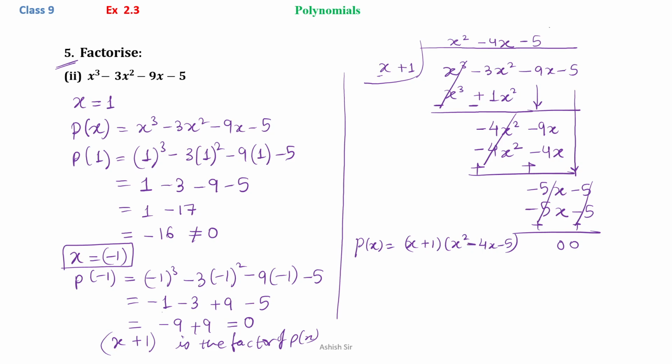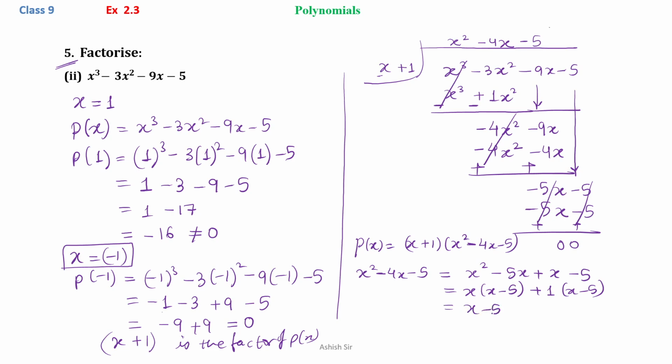Now we need to find the two factors of the quadratic polynomial, that is x square minus 4x minus 5. So we can write here x square minus 4x minus 5 is equal to, we'll split the middle term, so x square minus 5x plus x minus 5. We'll split the middle term and then we'll take out the common. So x common, x minus 5, here plus 1 common, x minus 5.